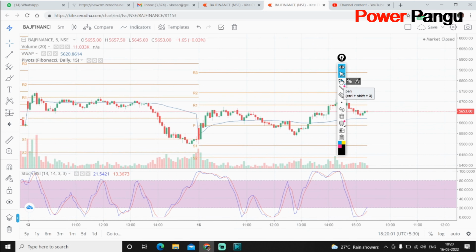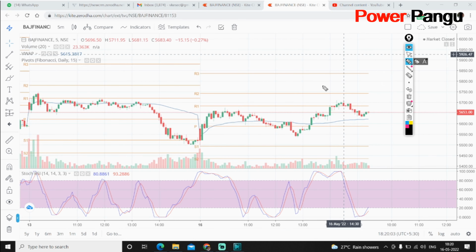So the first criterion is VWAP. Whenever the price is above this VWAP line, you need to look for a buy entry. That is the first. If the price is trading below the VWAP line, you will look for a short entry. You will be selling the stock, going short. So first we will see whether the price is above or below VWAP, and based on that we'll decide whether to go long or go short.